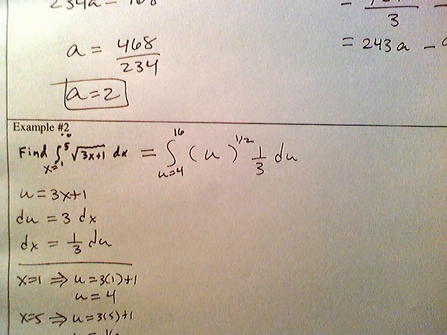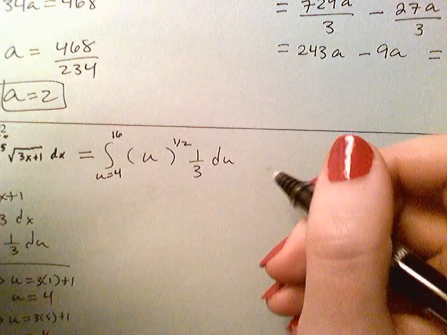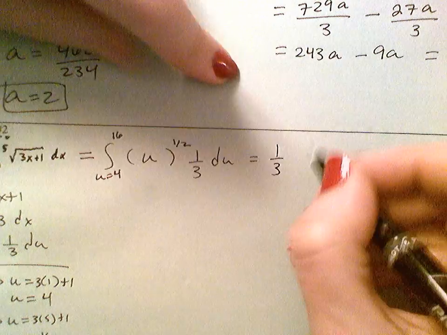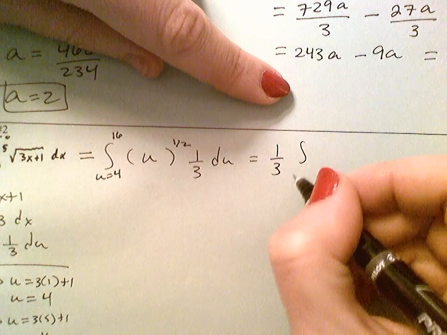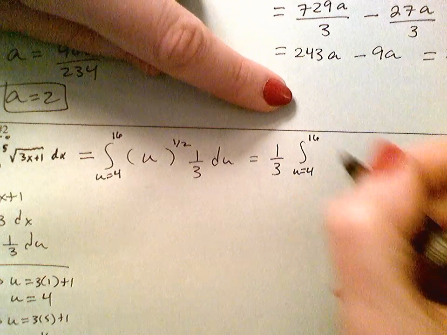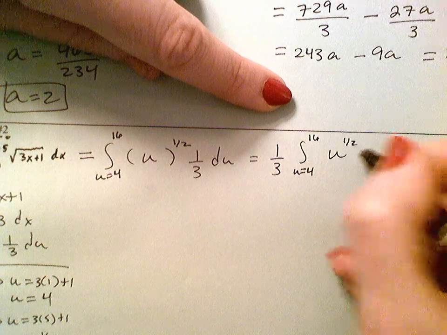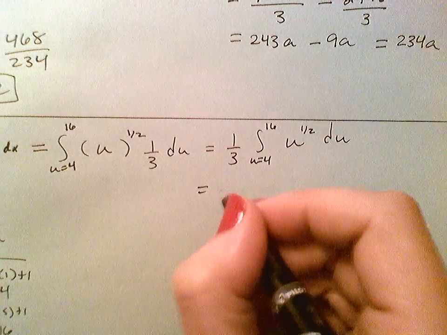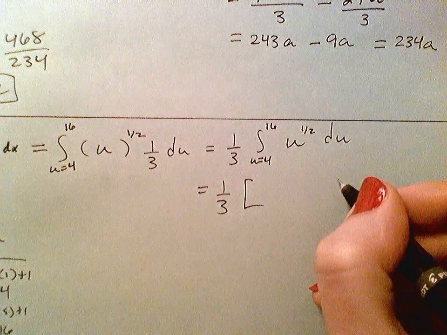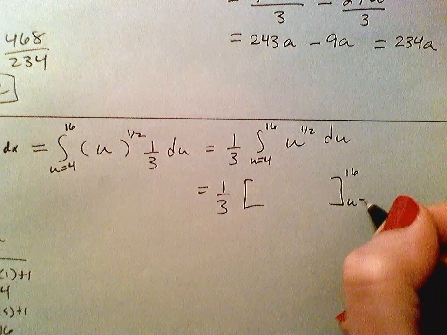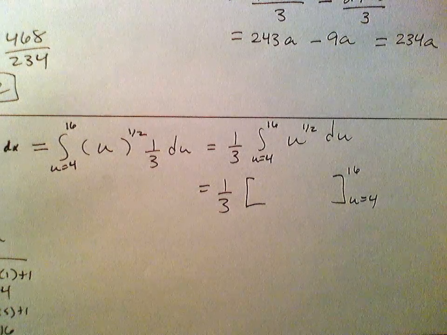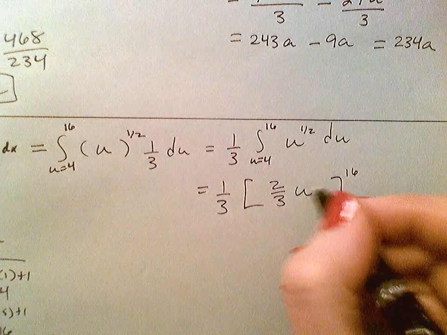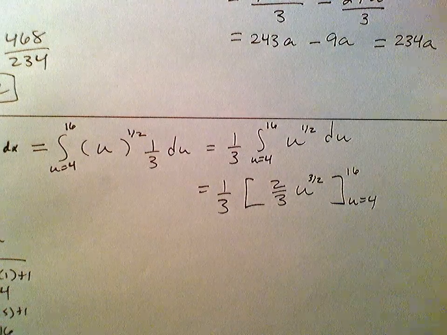So this is equal to, I'll bring the 1/3 out front, and then this is the integral from u equals 4 to 16 of u to the 1/2 du. I'm going to work vertically here, so equals, I'll bring down the 1/3, bracket 16, u equals 4. Antiderivative of u to the 1/2 is u to the 3/2. It's going to be 2/3 u to the 3/2.